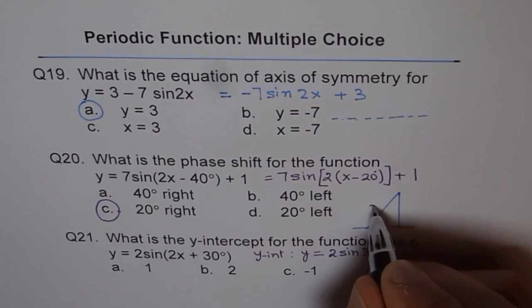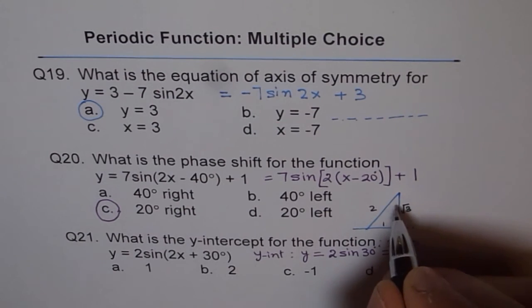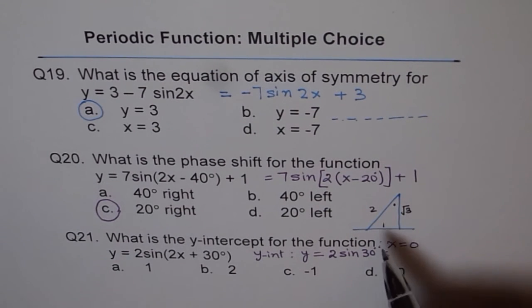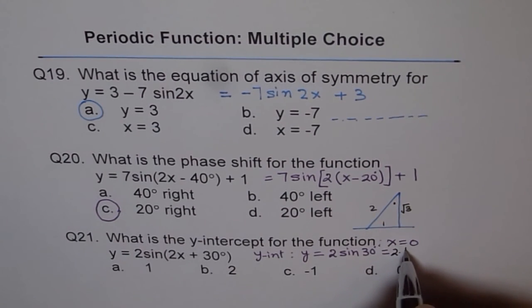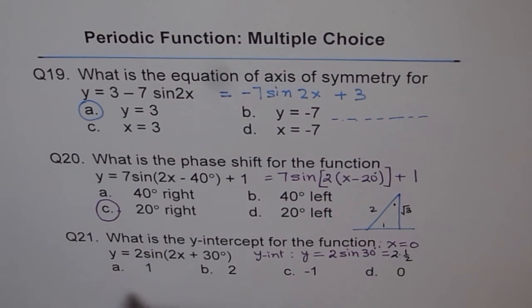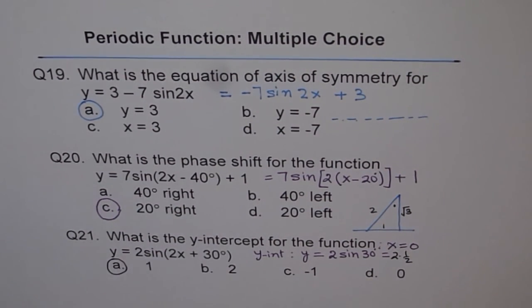It just takes a moment, right? Here it is, and that's the sine of 30 degrees. So it is 1 over 2. So it is 2 times half, which is 1, right? So the choice is A. That is the way to do these questions.